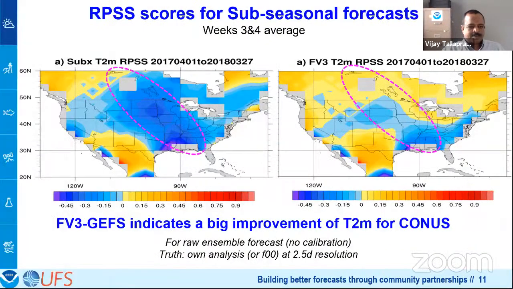The other important metrics that we monitor for subseasonal forecasts are the surface temperature and precipitation. The FV3-based GEFS-v12 subseasonal forecasts have shown rather impressive improvements, even with the raw ensemble forecasts. The RPSS has shown much better scores compared to other SubX models that were used by CPC.